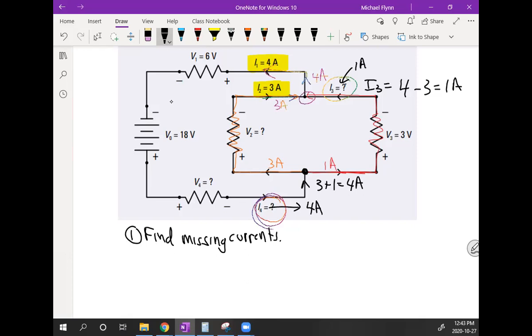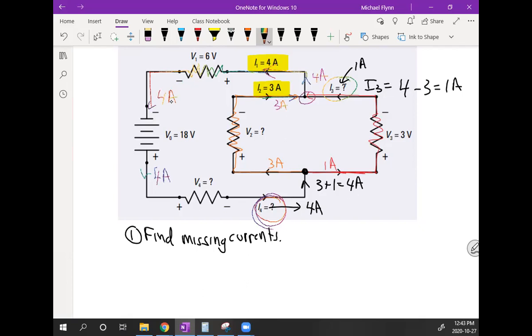Now, actually, that makes perfect sense because these guys at the top of my picture, that's 4 amps up there. We know 4 amps are flowing back to the battery. Well, that means that 4 amps must flow out of the battery. Like 4 guys get on the chairlift, 4 guys must get off.